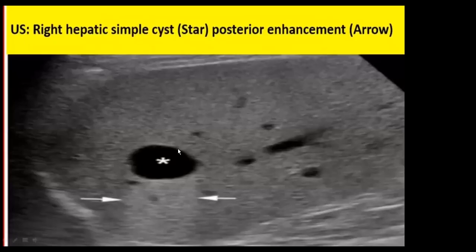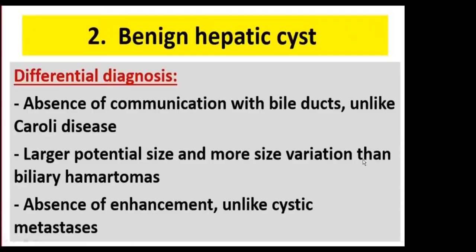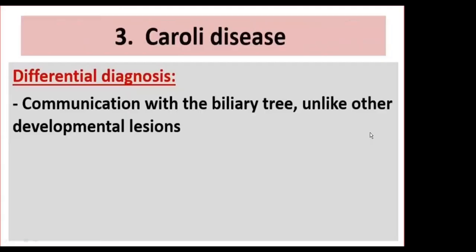So this is a simple hepatic cyst. We see posterior acoustic enhancement. This is a contrast enhanced CT showing a simple hepatic cyst. So how to differentiate it from Caroli disease? Absence of communication with the bile duct, unlike Caroli disease; large potential size and more variation than biliary hamartoma; absence of enhancement, unlike cystic metastasis. Caroli disease, we talked about in detail.